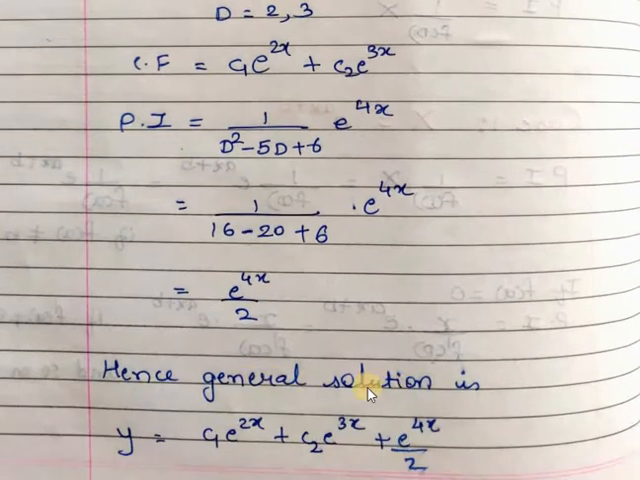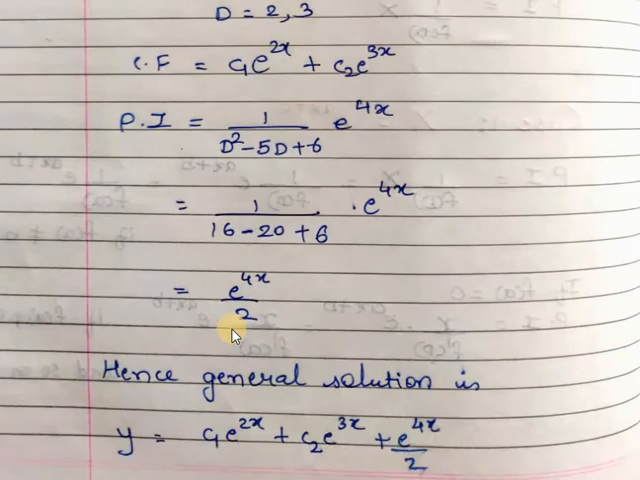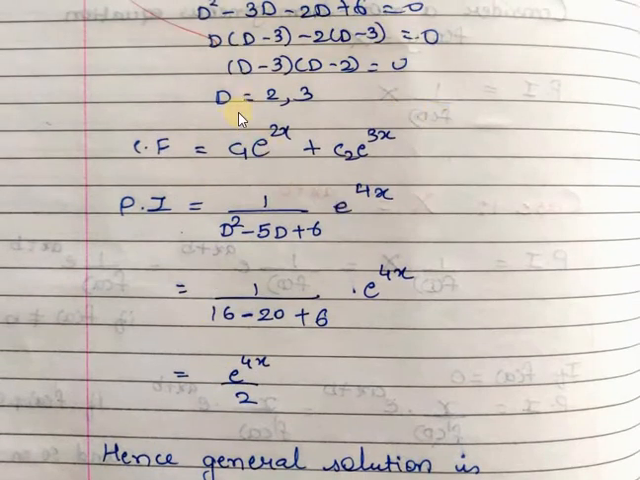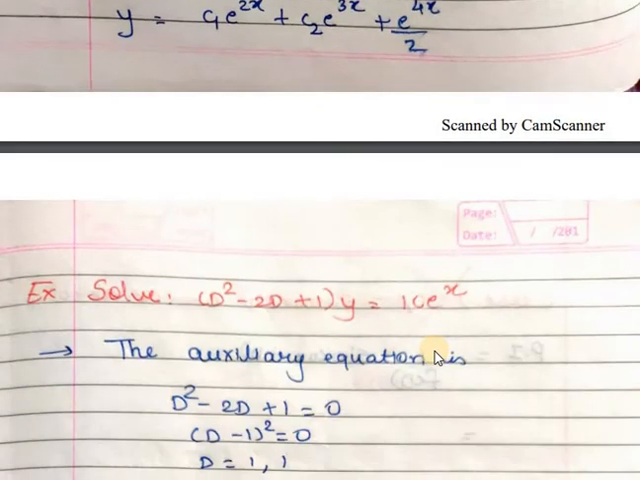Hence the general solution is given by y is equal to yc plus yp. Now what is yc? This is our yc, that is the answer of CF. So it will be C1 e raised to 2x plus C2 e raised to 3x. Next, what is yp? It is e raised to 4x divided by 2. So here we will write down e raised to 4x divided by 2. So this is our final answer. Now let us discuss the second example.